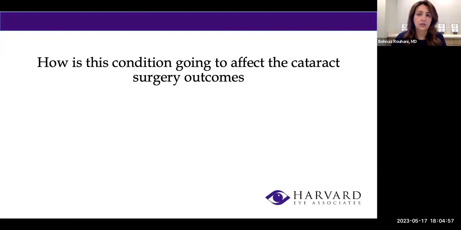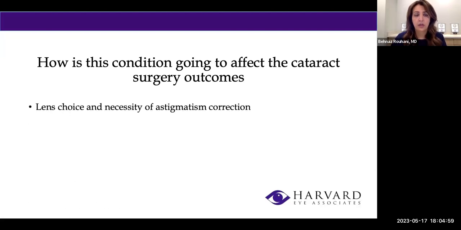How is this condition going to affect the cataract surgery outcome? So again, as we talked about the other ones, the lens choice and necessity of astigmatism correction is really based on how much these nodules are causing issues for patients. So by doing those pre-op examinations and testings, we can determine whether Salzmann nodules are causing too much astigmatism rather than the cataract itself. Therefore, if we take care of those, we can minimize the astigmatism and unnecessary astigmatism correction with cataract surgery. They can affect the contrast sensitivity and glare.